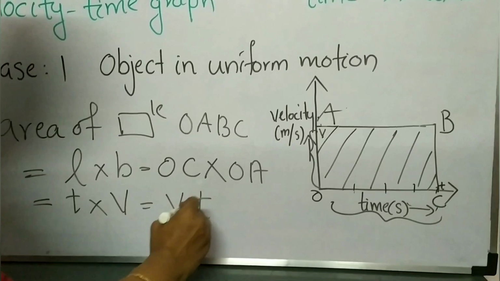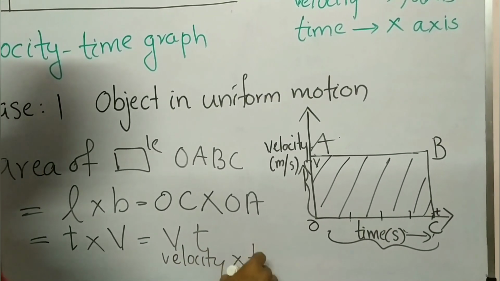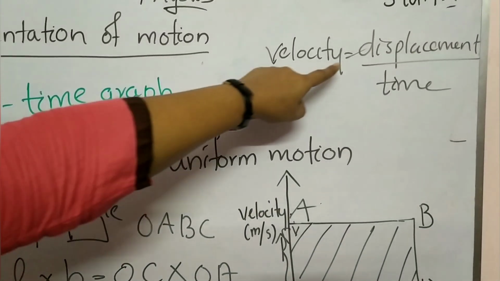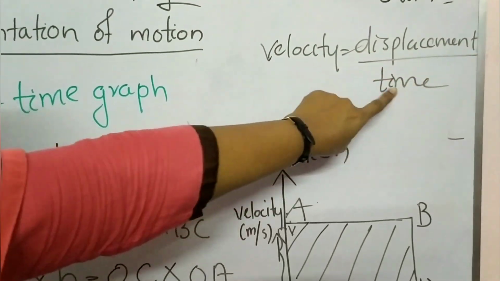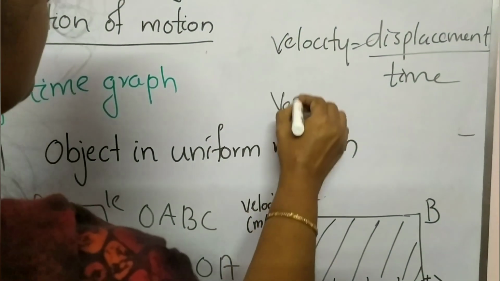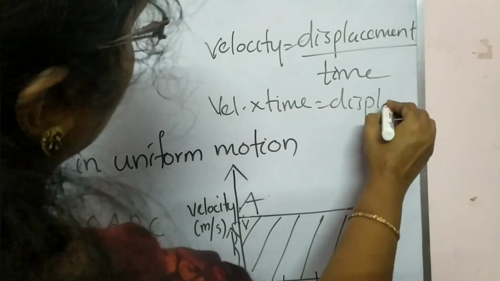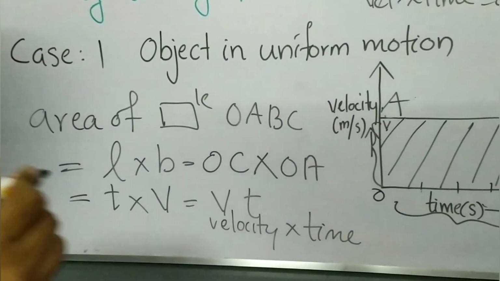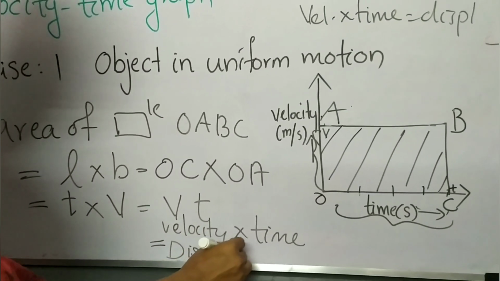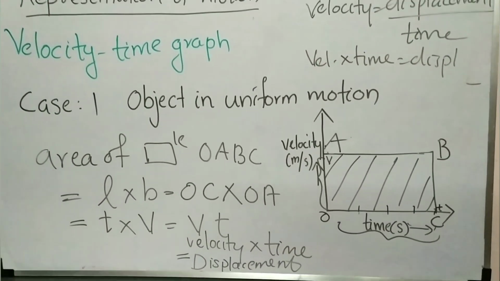V into T, you know this is velocity into time. Children, you know velocity is equal to displacement divided by time. From this you can say velocity into time gives you displacement. So here you can see velocity into time, from that you can write displacement. So here we can say the area under the velocity time graph gives us displacement.